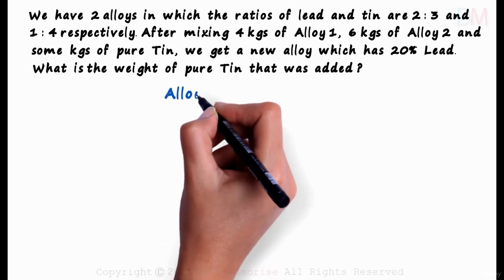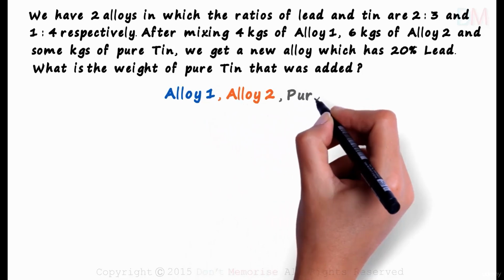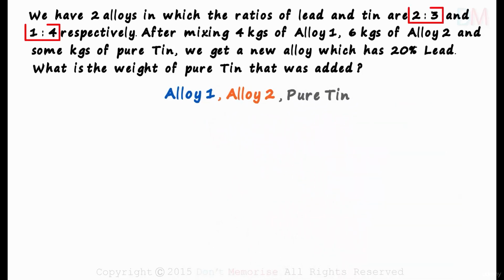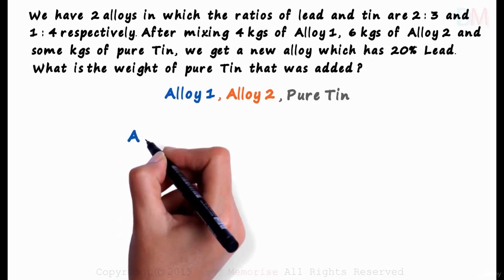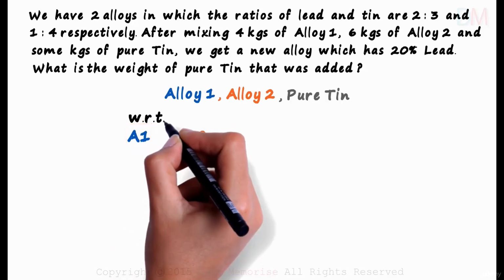Let's call them alloy 1 and alloy 2. And the third quantity that we mix is pure tin. Because we have the individual ratios and the individual weights of the two alloys A1 and A2, let's apply alligation to it. Let's write down these three quantities with respect to lead.